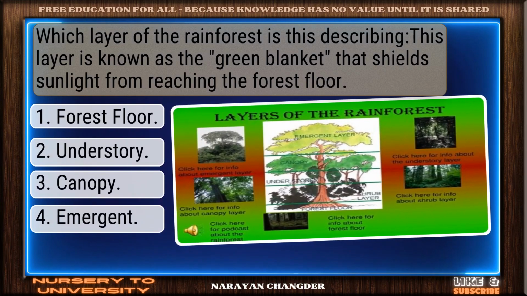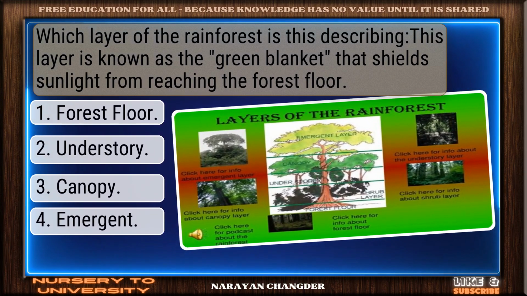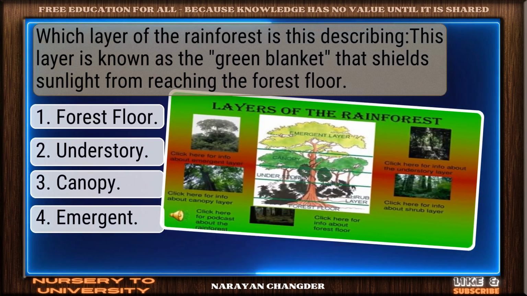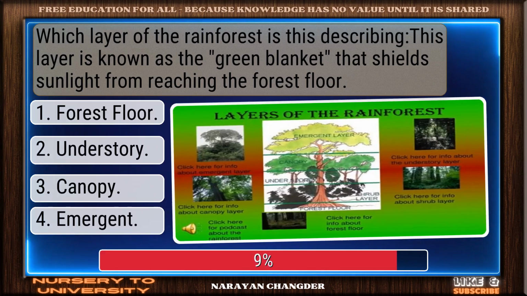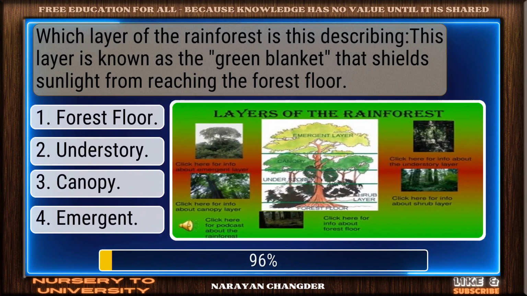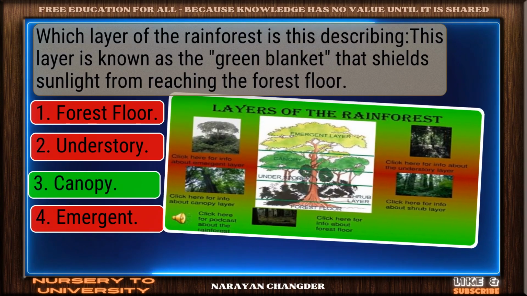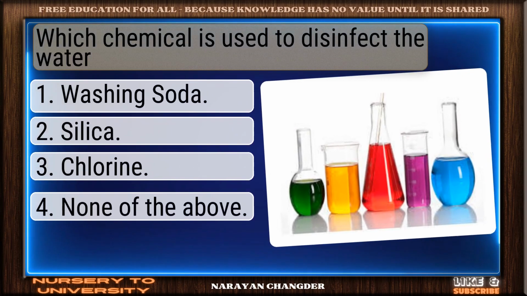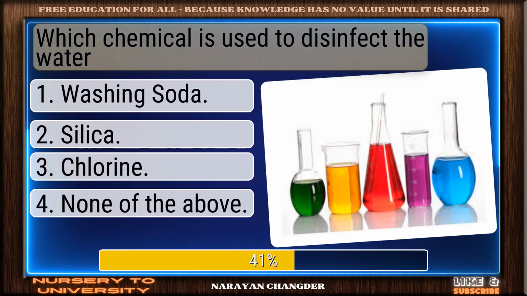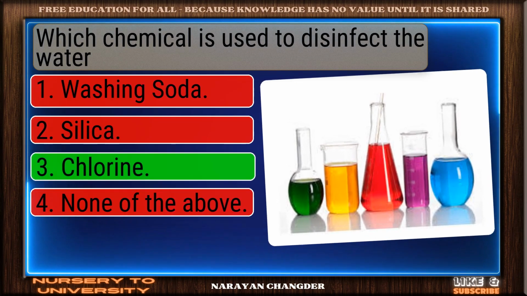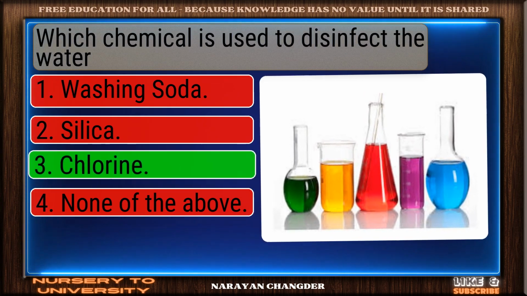Question number 6. Which layer of the rainforest is this describing? This layer is known as the green blanket that shields sunlight from reaching the forest floor. Smart pick. Canopy is the correct choice. Question number 7. Which chemical is used to disinfect the water? Solid response. Chlorine is a valid choice.